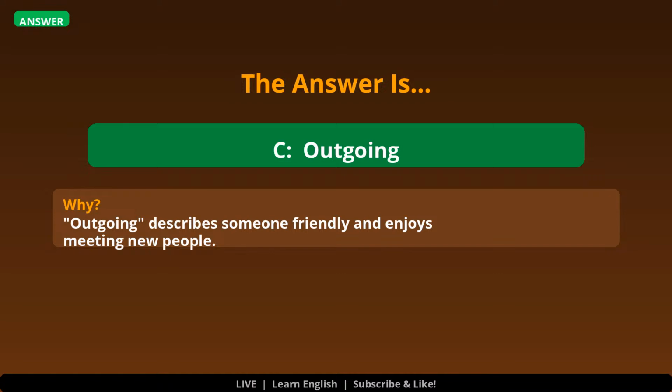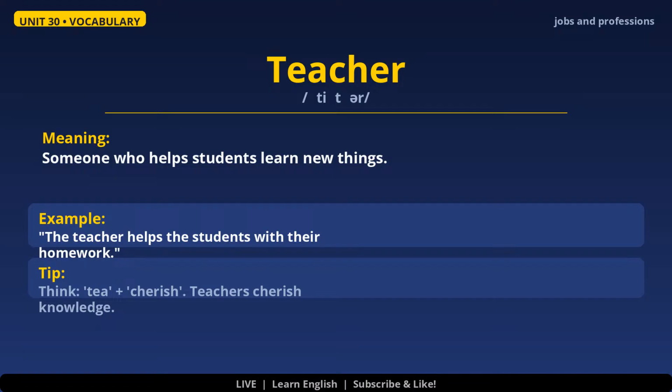And the correct answer is option C, outgoing. Outgoing describes someone friendly and enjoys meeting new people. Great job if you got it right. Let's continue learning. Here's a useful word for you.